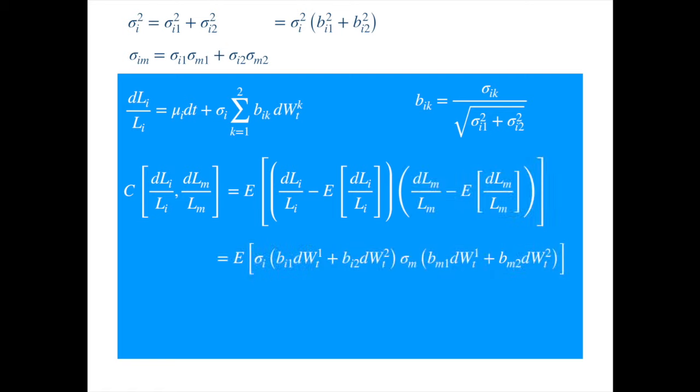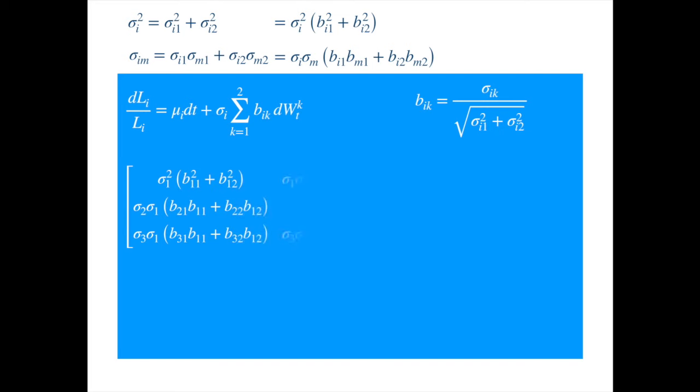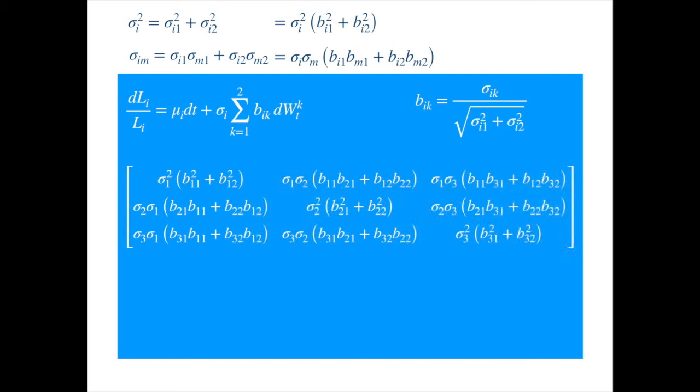The drift is removed by subtracting the mean. And we know the Brownians are independent, so the cross terms are 0, and we get. And each delta W multiplied by itself is equal to dt, so we get. Now as before, we can generate the entire variance-covariance matrix by just substituting for I and M.